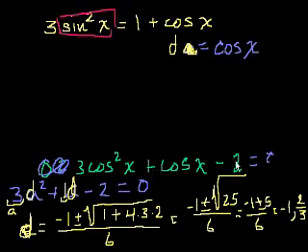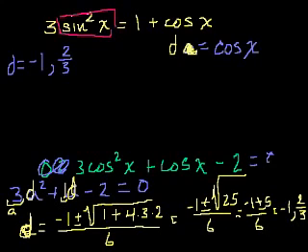I wanted to leave this here because this showed how this turned into a quadratic, but instead of having it in terms of just a variable, we have it in terms of cosine of x, and then we made the substitution d is equal to cosine of x. Anyway, so the solution to this quadratic is d is equal to minus 1 or 2/3, right?